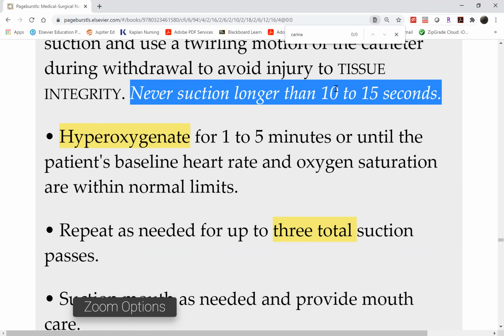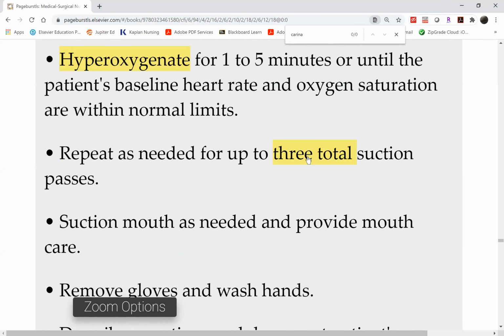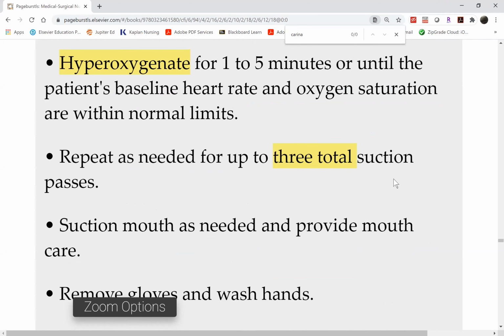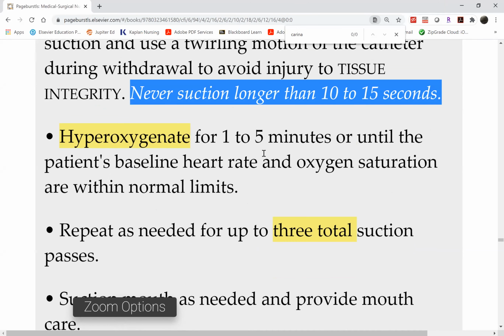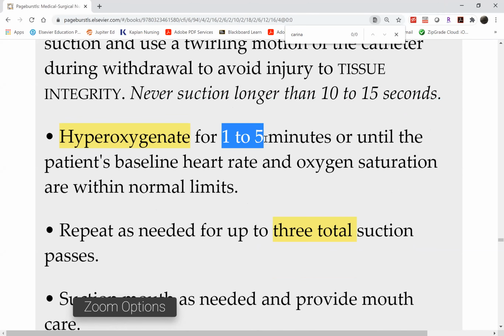And then right after that, before you rinse the catheter, you hyperoxygenate first. So you replace the oxygen before you rinse that catheter. And then repeat up to 3 total passes. Now, you have to wait for at least 1 minute before you start another pass. Let the patient recover first. Either wait there or look at the patient. The patient's color will go back to normal.